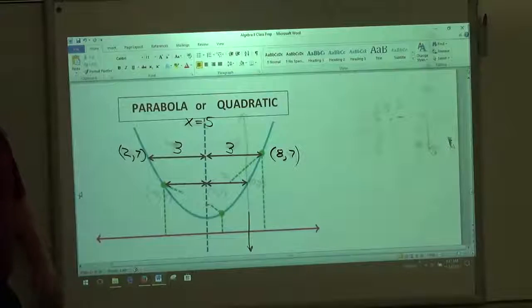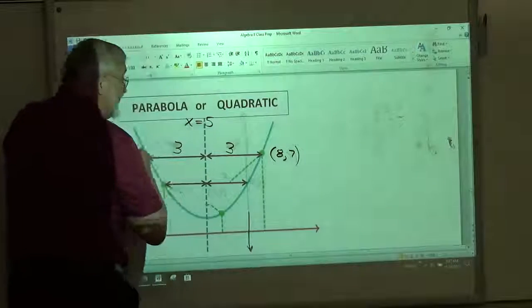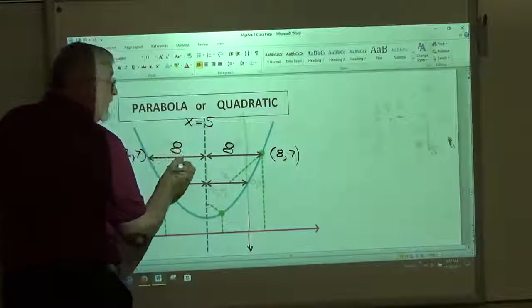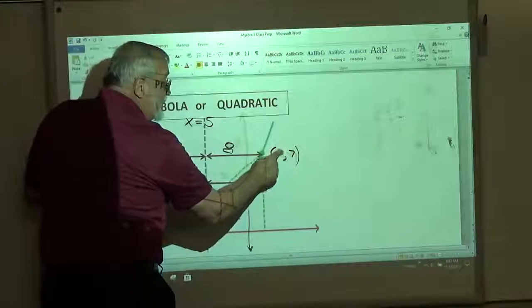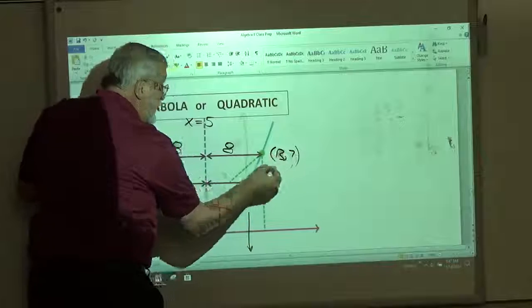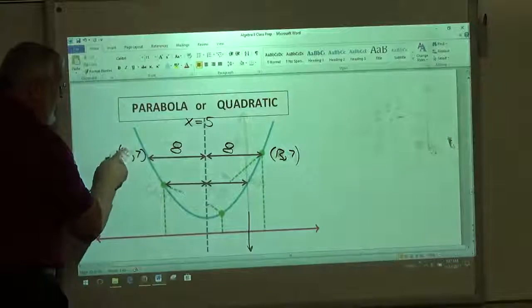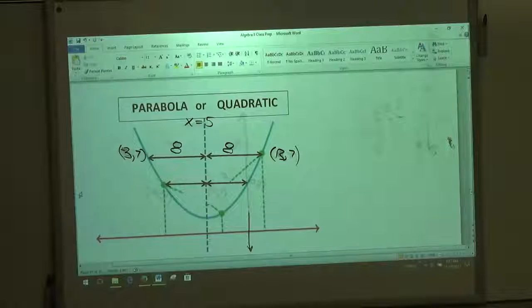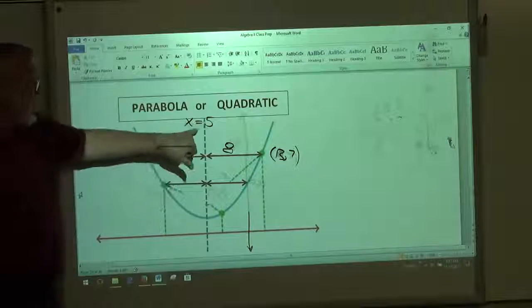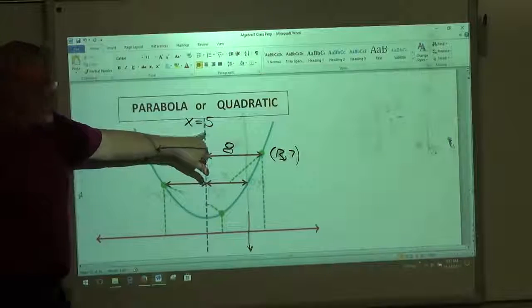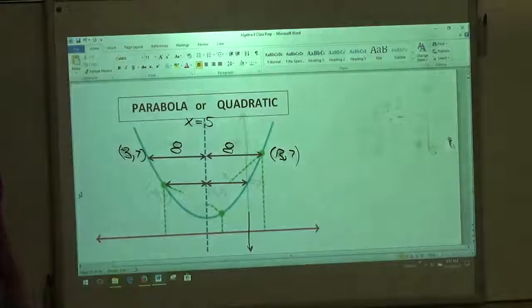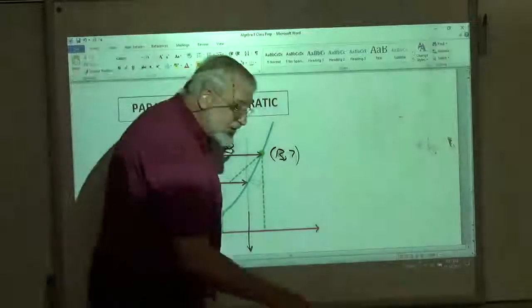Okay, now, had this been 8, then this would be 13, and the other one would be negative 3. I was right the first time. Right? See that? All right, so it depends on how far the axis of symmetry is from that point. Right. Okay? All right, so that's the one skill.